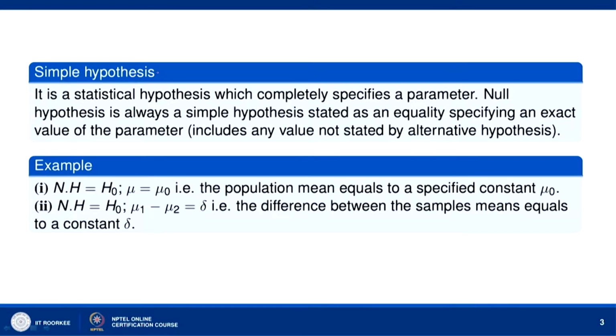Now, let us define simple hypothesis. It is a statistical hypothesis which completely specifies a parameter. Null hypothesis is always a simple hypothesis stated as an equality, specifying an exact value of the parameter. It includes any value not stated by alternative hypothesis. Null hypothesis is denoted by H naught, as we have seen earlier. So, mu equal to mu naught means the population mean equals a specified constant mu naught. Null hypothesis H naught: mu 1 minus mu 2 equal to delta. It means that the difference between the population means equals a constant delta.